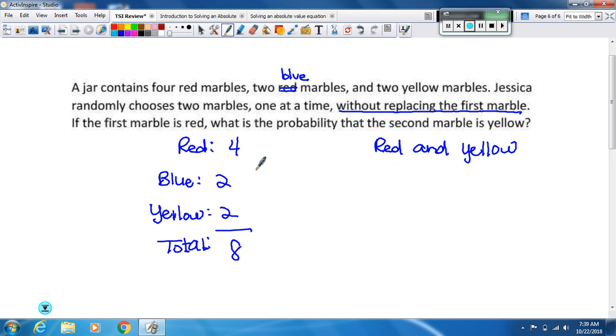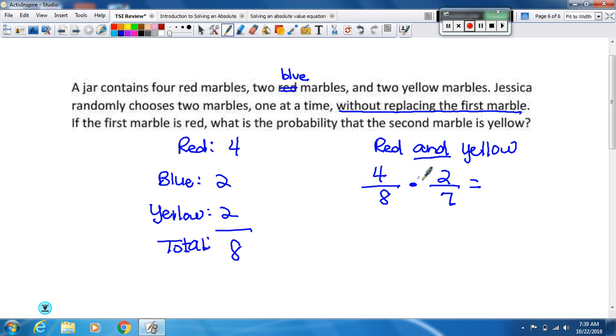So for the red, there are 4 red marbles in the jar. 4 out of 8 of them are red. Now, the and is the only time in math that you don't use for addition. With probability, you use multiplication with and. So if she took a marble out, there were 8 originally, and she did not put it back, because it says without replacing it, then the second time she draws, there are 7 marbles in the jar. And then 2 of those are yellow.